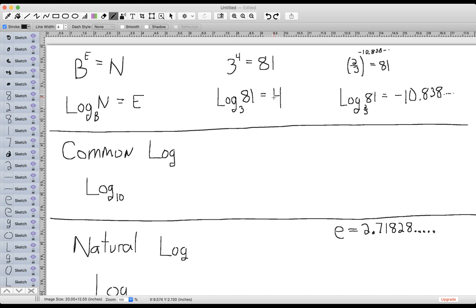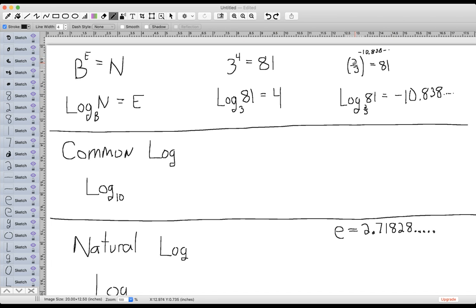I can rewrite that as a logarithm as log base 3, because that's the base of my exponent. The number I want to get is 81, and it equals some exponent. So 3 raised to what number will equal 81? Well, that number is 4. So this is the same expression, just one's written in exponential form, one's written in logarithmic form.